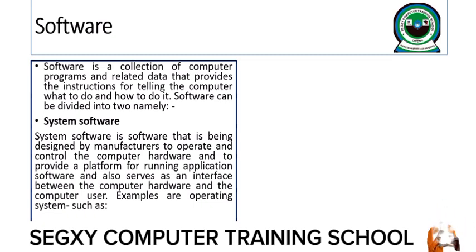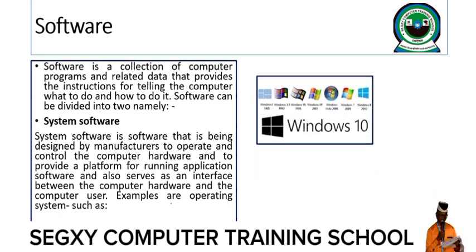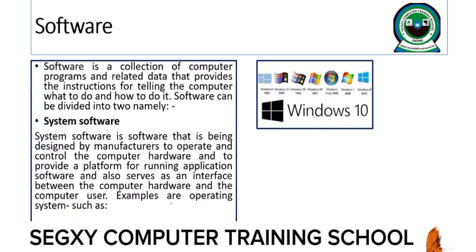Now, what is system software? System software is software designed by a manufacturer to operate and control the computer hardware. Secondly, system software provides a platform for the running of application software. It also serves as an interface between the computer hardware and the computer user. Some examples of system software, otherwise known as operating systems, are the Windows operating system. Remember, if you buy a laptop, it must come with an operating system, a system software.